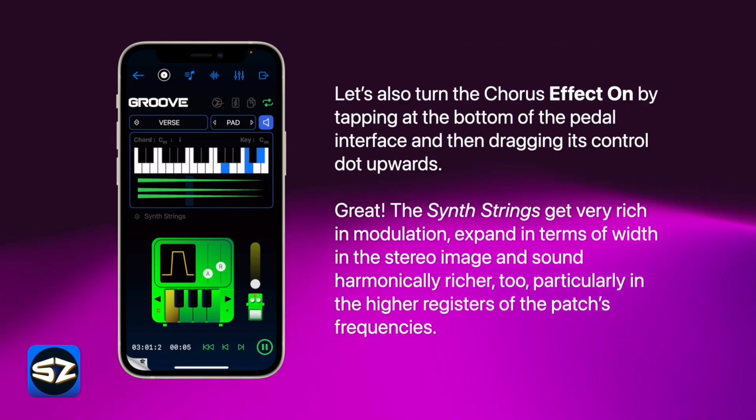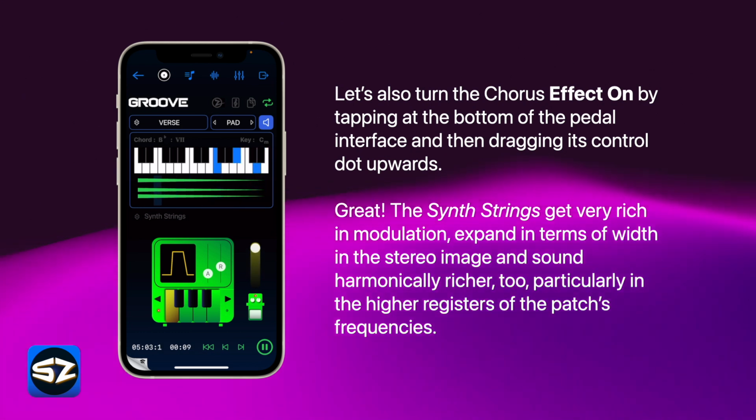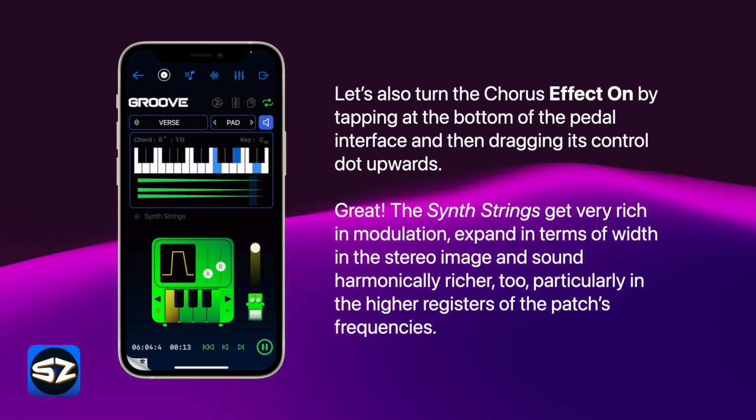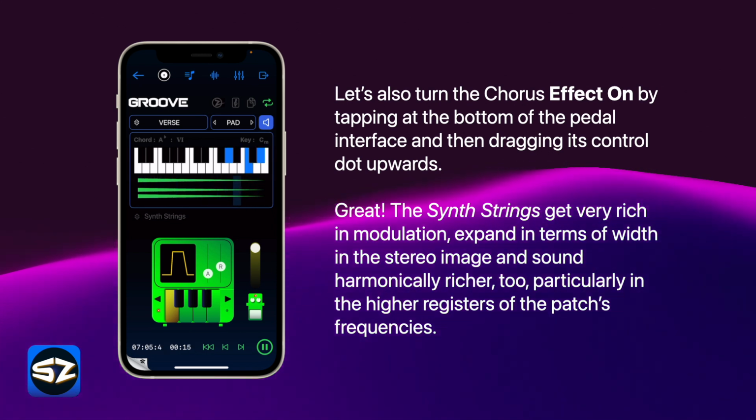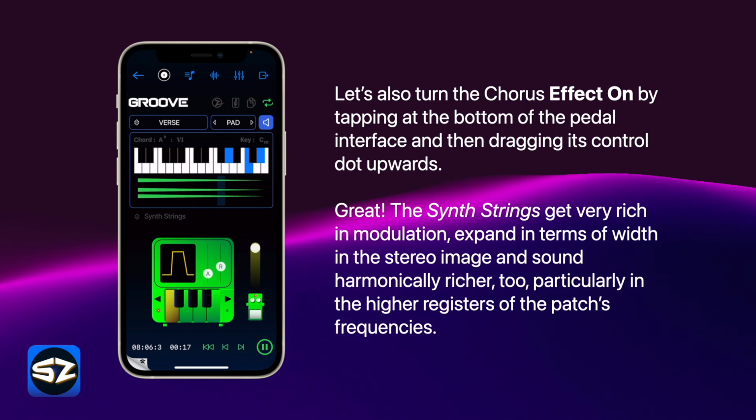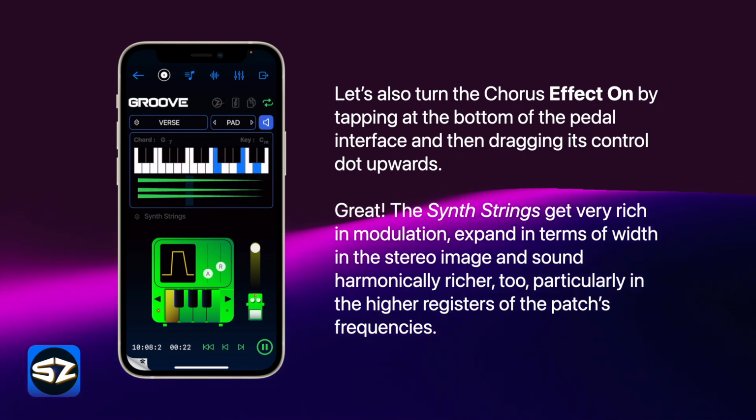Let's also turn the chorus effect on by tapping at the bottom of the pedal interface and then dragging its control dot upwards. Great, the synth strings get very rich in modulation, expand in terms of width, and sound harmonically richer too, particularly in the high registers of the patch's frequency spectrum.